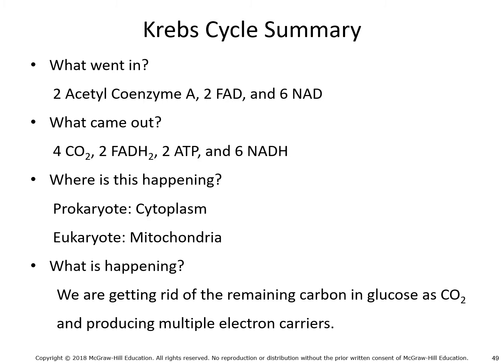So where's this going to happen? Well, it's going to happen in the cytoplasm of prokaryotes, and then in the mitochondria of eukaryotes. And lastly, what is happening? Well, really, our job is to get rid of the remaining carbons in glucose as CO2, but at the same time produce as many electron carriers as we can, like NADH and FADH2.